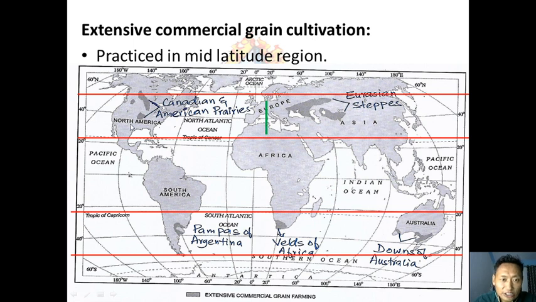So these shaded ones are the regions where extensive commercial grain cultivation is being practiced nowadays in the world. These are the regions, the mid-latitude zones.